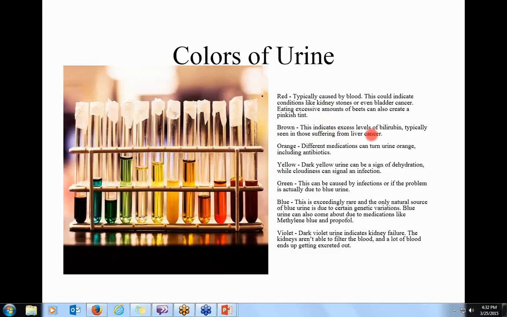Brown can mean bilirubin, could be suffering from liver cancer. Orange could be medications turning your urine orange. Yellow is the normal color. The darker the yellow, that could be a sign of dehydration. Green could be caused by infections, but it's due to blue urine, and that's due to genetic variation. Also, some medications can turn your urine blue, and violet indicates kidney failure.